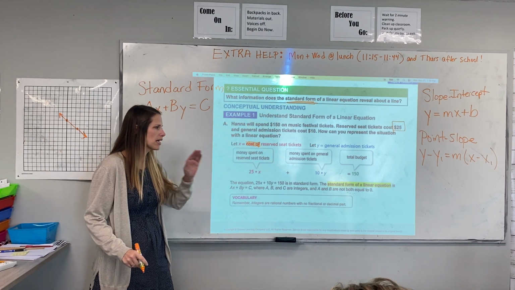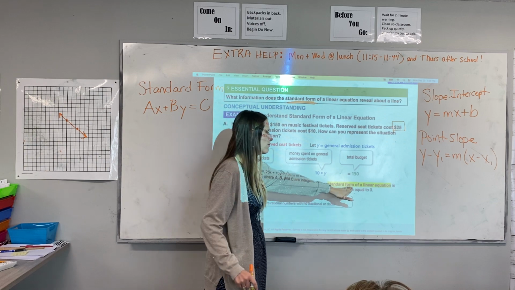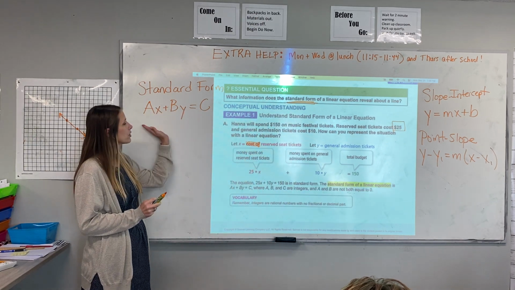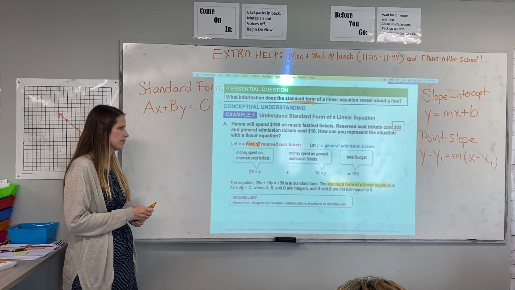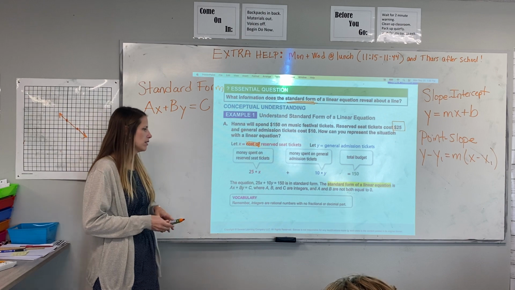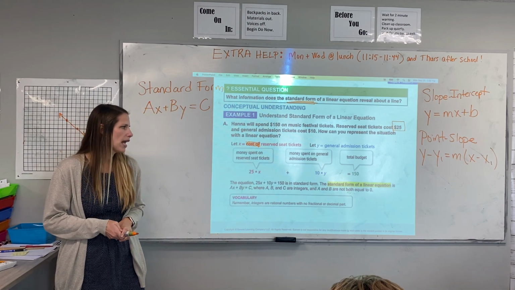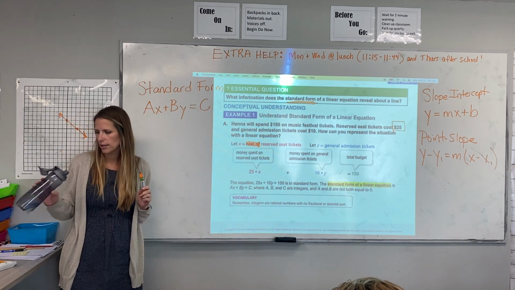This is really important, guys. This is your vocabulary word for this lesson: standard form of a linear equation. It looks like this. A, B, and C are integers, which means positive or negative numbers, and A and B cannot equal 0. We can talk more about that later.